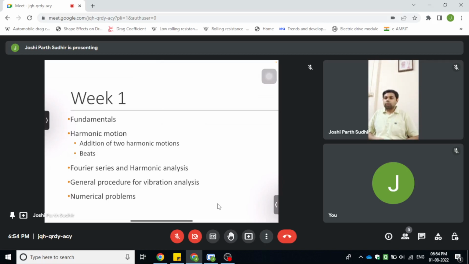Then there is a lecture on harmonic motion, which explains simple harmonic motion, and the addition of multiple simple harmonic motions to get more complicated motions. Then the phenomenon of beats is discussed, wherein two harmonic motions with frequencies very close to each other are combined together. Then there is a lecture on Fourier series and harmonic analysis, which discusses how we can express any periodic function as a sum of sine and cosine series.